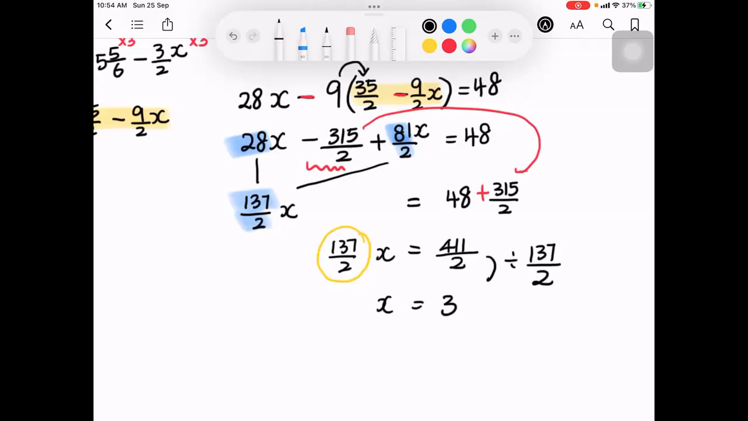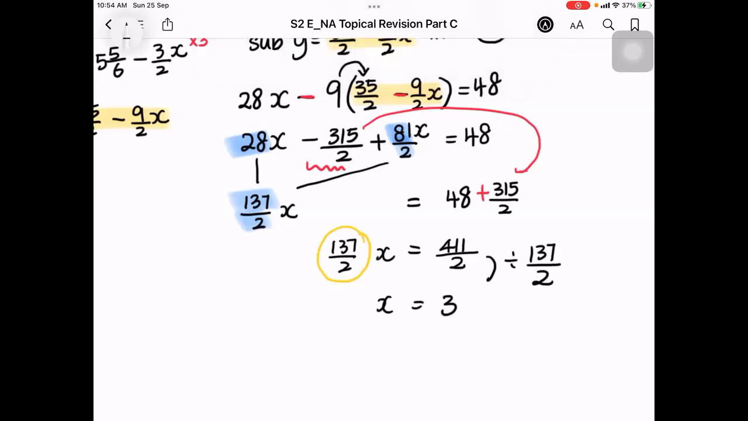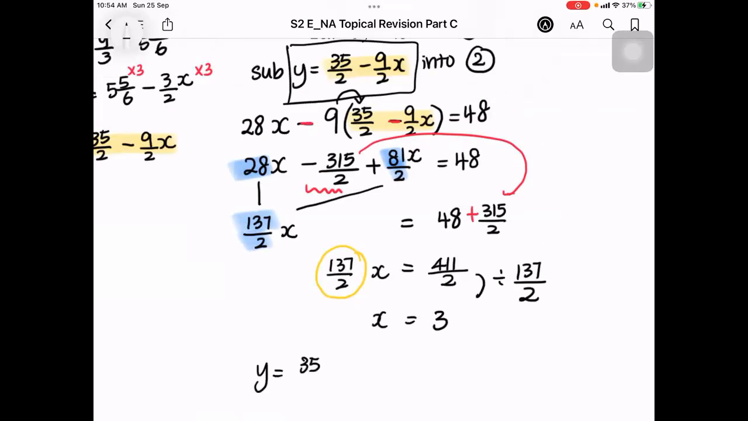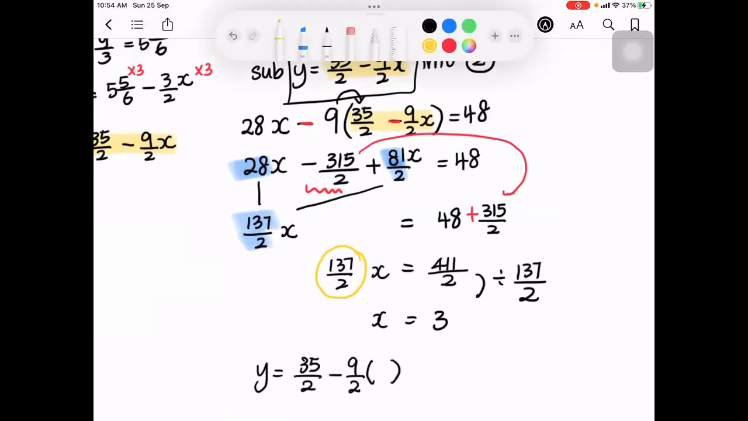Okay, then after I get the number 3, I sub it back into my equation for y over here. So y equals 35 over 2 minus 9 over 2 times the number. x is now the number 3. Then you press your calculator, 35 over 2 minus 9 over 2 times 3. So it's the answer 4.